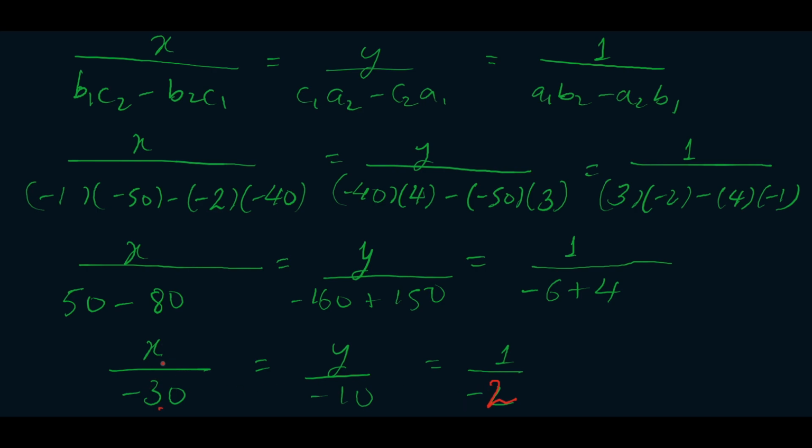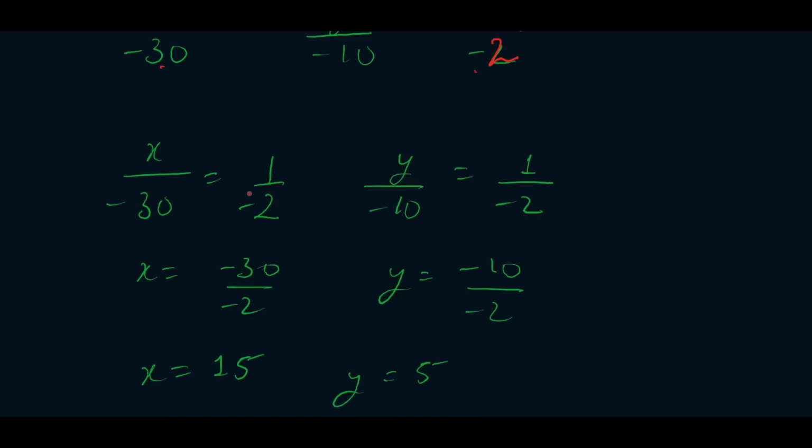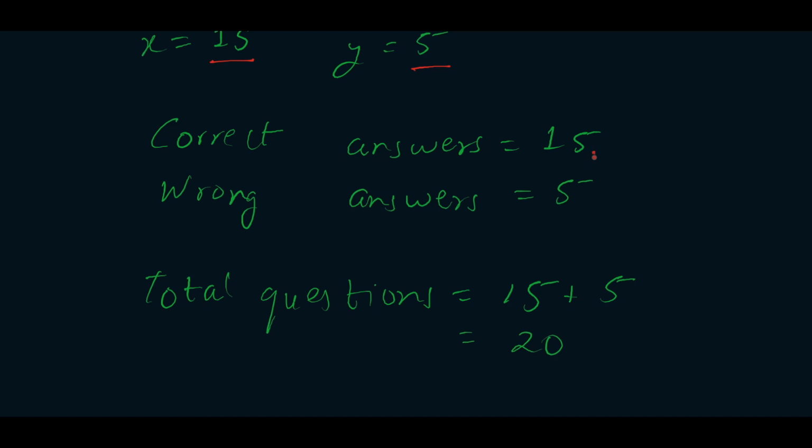Now we can compare x by minus 30 to minus 1 by 2 and y by minus 10 to minus 1 by 2. So the value of x is minus 30 by minus 2 and the value of y is minus 10 by minus 2. So the value of x is 15 and y is 5. So the correct answers he has answered are 15 and the wrong answers are 5. So the total questions that were asked were 15 plus 5, so the total questions are 20.